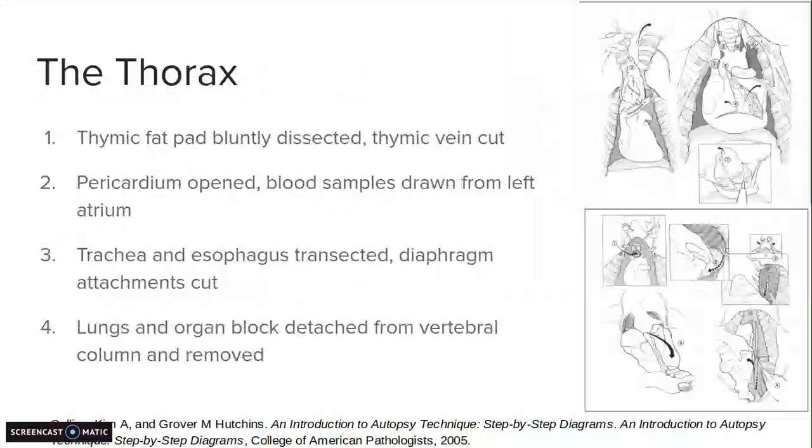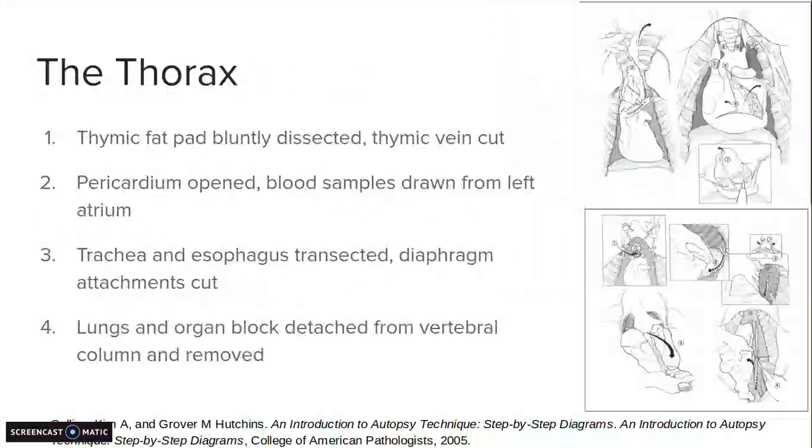For the thorax, the thymic fat pad is bluntly dissected from the pericardium, and the thymic vein is cut where it enters the innominate vein. The pericardium is carefully opened, and the pericardial surfaces and contents are inspected. The heart is then lifted, and blood samples may be drawn from the left atrium.